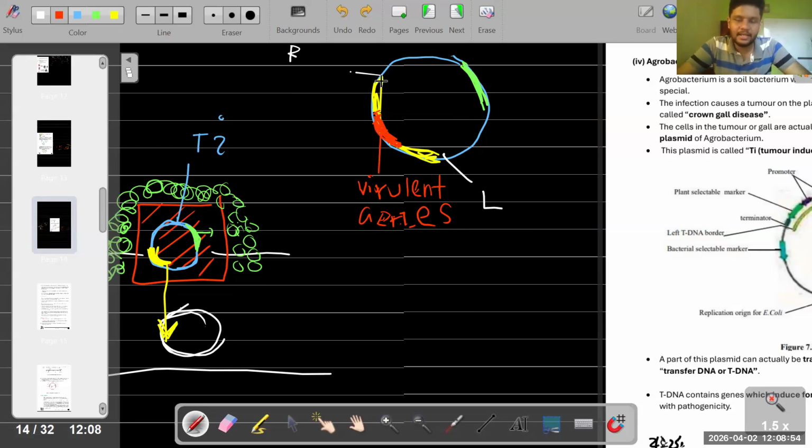So similarly here, transfer DNA contains virulent genes in it. But virulent genes are the ones involved in causing diseases. But when we see it externally, we say that transfer DNA is the one inducing pathogenicity. But actually, who causes that pathogenicity?